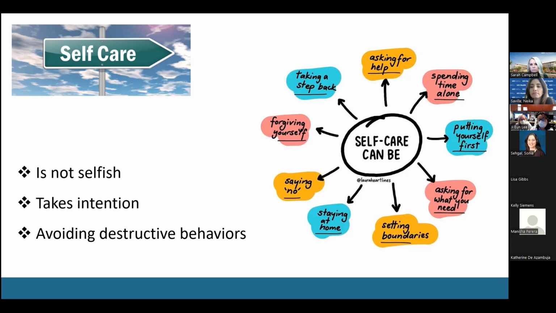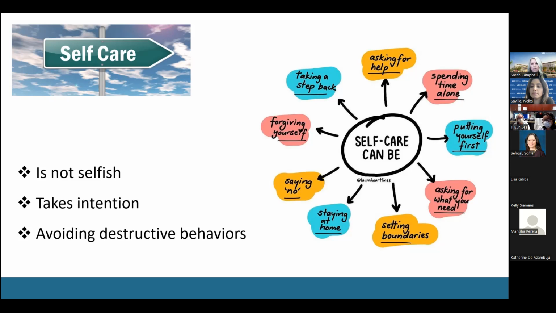Asking for help when you're struggling, right? Taking a step back and taking breaks when you need to during your shift. Leaving at 5 when your shift ends, instead of staying, being okay with letting the inbox stay if there's nothing pressing. And then just really making sure that you're saying no when you need to.